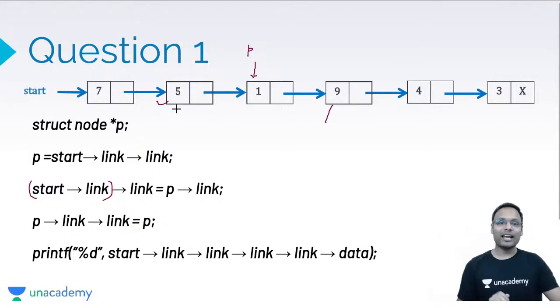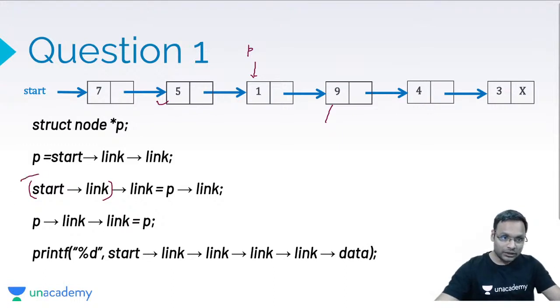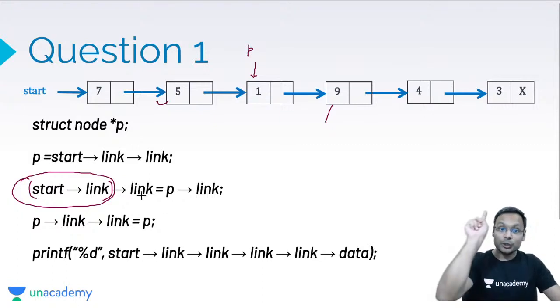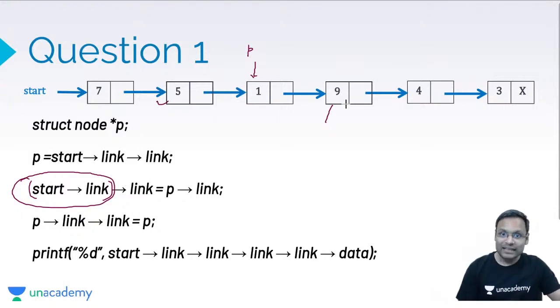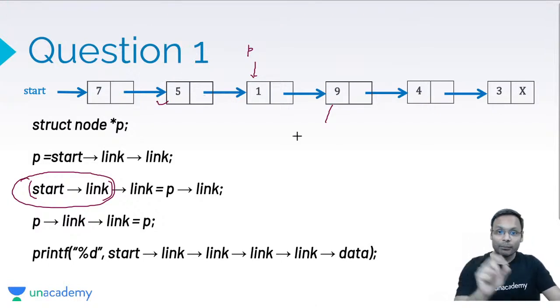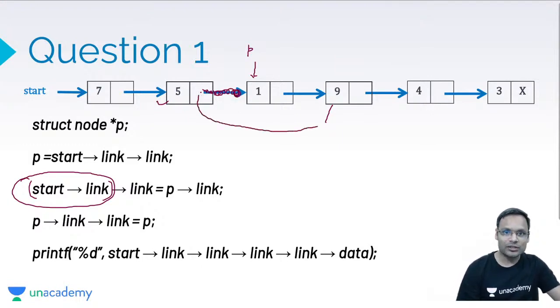Now what I will have to change is this node's link part. This node's link part you update by this node's address. The link part location, where we last time had the address of this node, I'll have to update this. By what? The link part I'll have to update by the address of this node. Let's take a pointer to this node now.